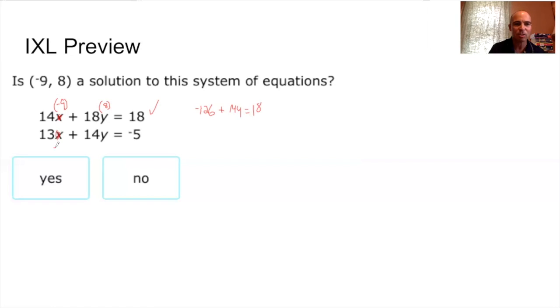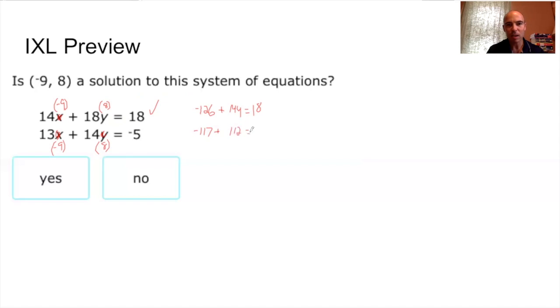So here I'm going to make x -9, right? y is going to be 8. Let's see if it works, right? So -13 times -9, so we got 117, excuse me, -117. All right, and here we've got 14 times 8. Let's see. 112.